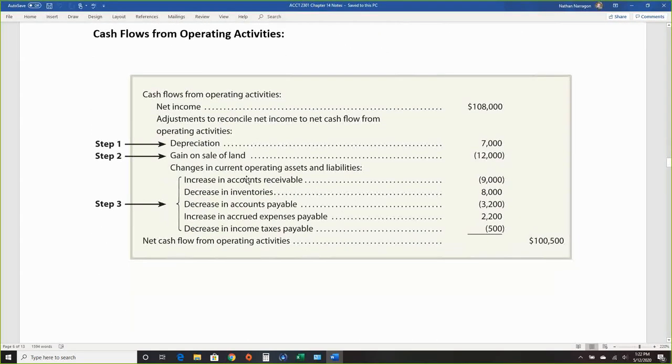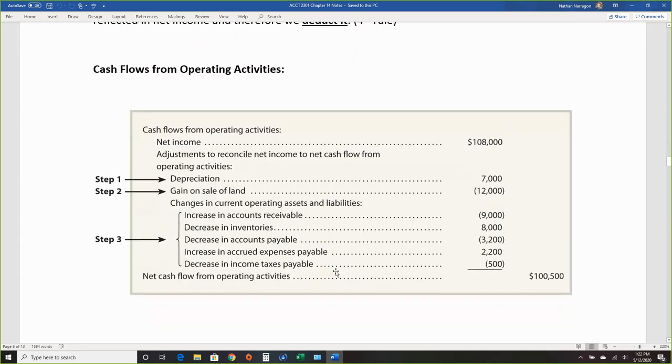So, using the example that we have, there's again our starting point, $108,000 depreciation. See, it's being added back, that gain is being subtracted, and there's our increases and decreases. Okay. And that's really it for operating activities. Again, for the cash flow statement, this is going to be the hardest part. Okay? After this, it gets really easy.